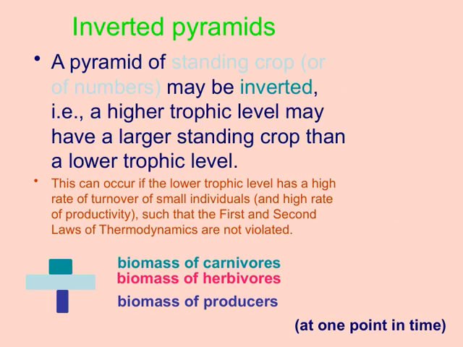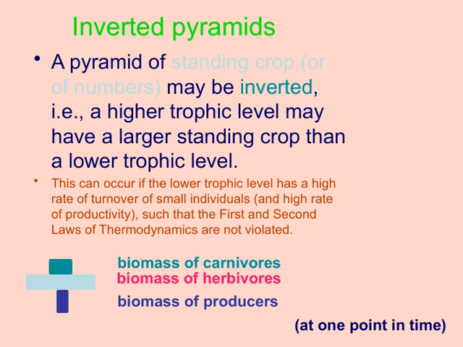Let's talk about inverted pyramids. Usually, we think of a pyramid of standing crop or numbers where the base is larger than the top, right? But sometimes, this can actually be flipped upside down. That means a higher trophic level, like carnivores, can have a larger standing crop than the level below, such as herbivores or producers. This might sound counterintuitive at first, but it makes sense when you consider how fast smaller organisms turn over.